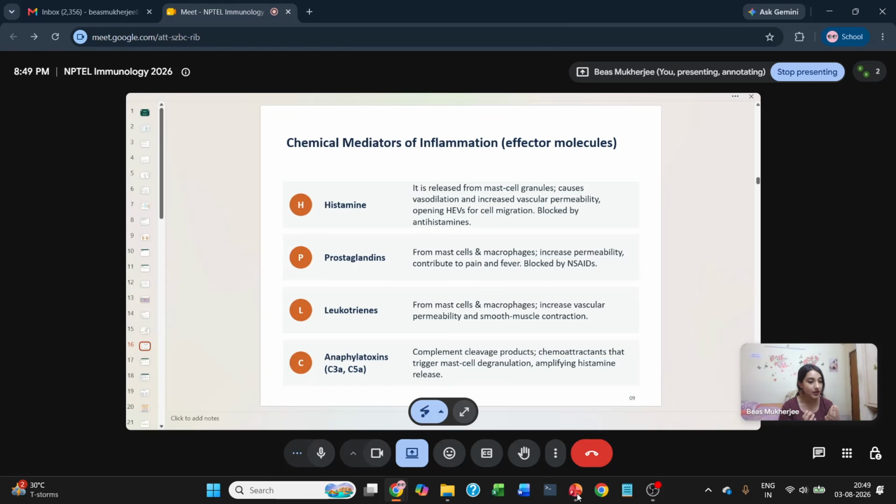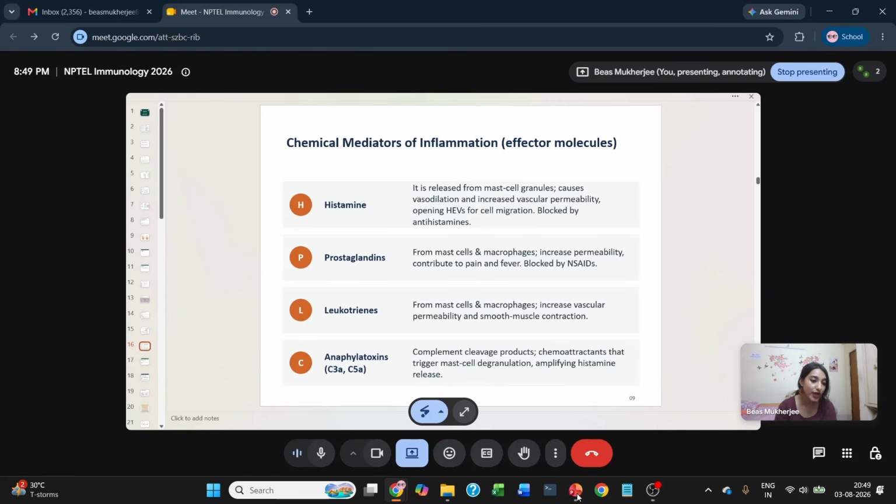So aspirin and these anti-fever medications, right? These are all anti-pain medications. These are all helping with this prostaglandin. So they are basically blocked by NSAIDs. Now these NSAIDs are a non-steroid group of drugs, and they are helping with prevention of prostaglandin activity.